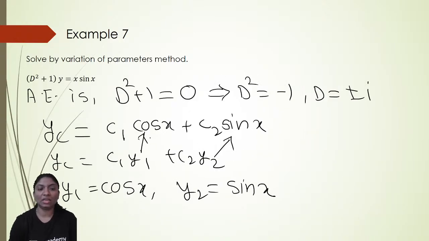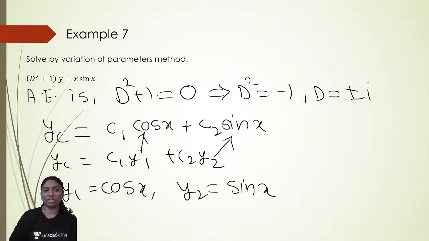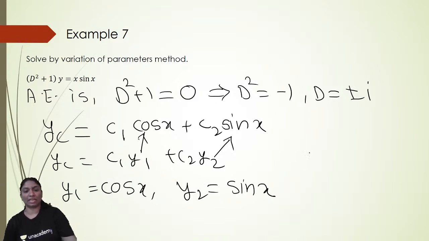See, once again you will see here the method of finding yp, the solution for the given differential equation by using the method of variation of parameters. First of all, we will find out YC. So the auxiliary equation is D square plus 1 is equal to 0. So D square is equal to minus 1, so D is equal to plus or minus i. Now when the roots are complex, you can write YC as C1 cos x plus C2 sin x. So YC is equal to C1 y1 plus C2 y2. So your y1 is equal to cos x and y2 is equal to sin x.